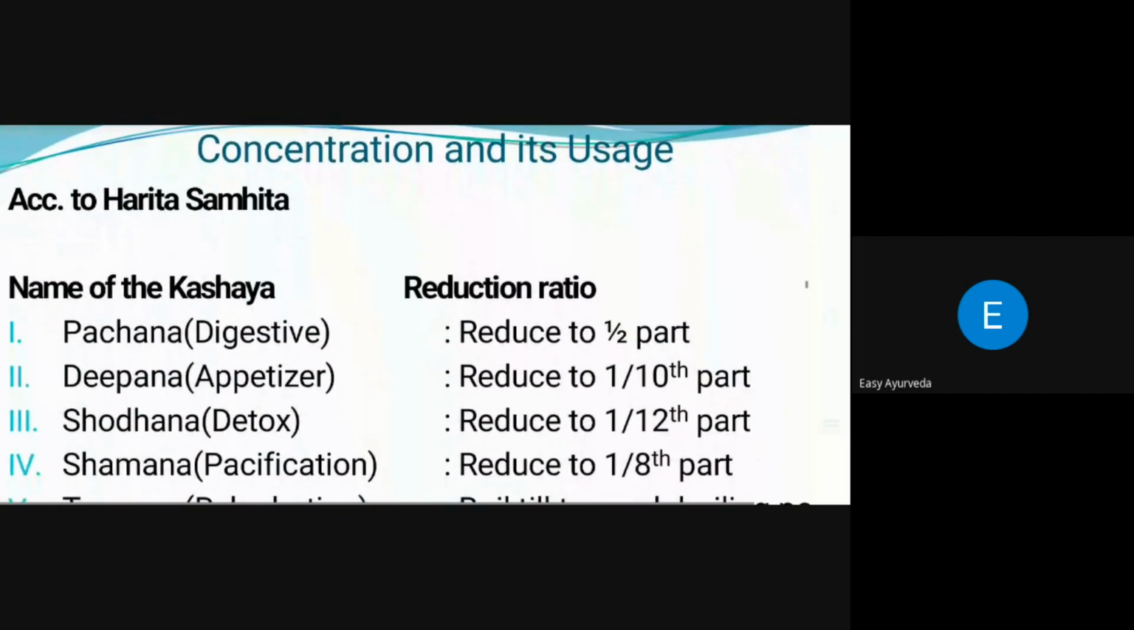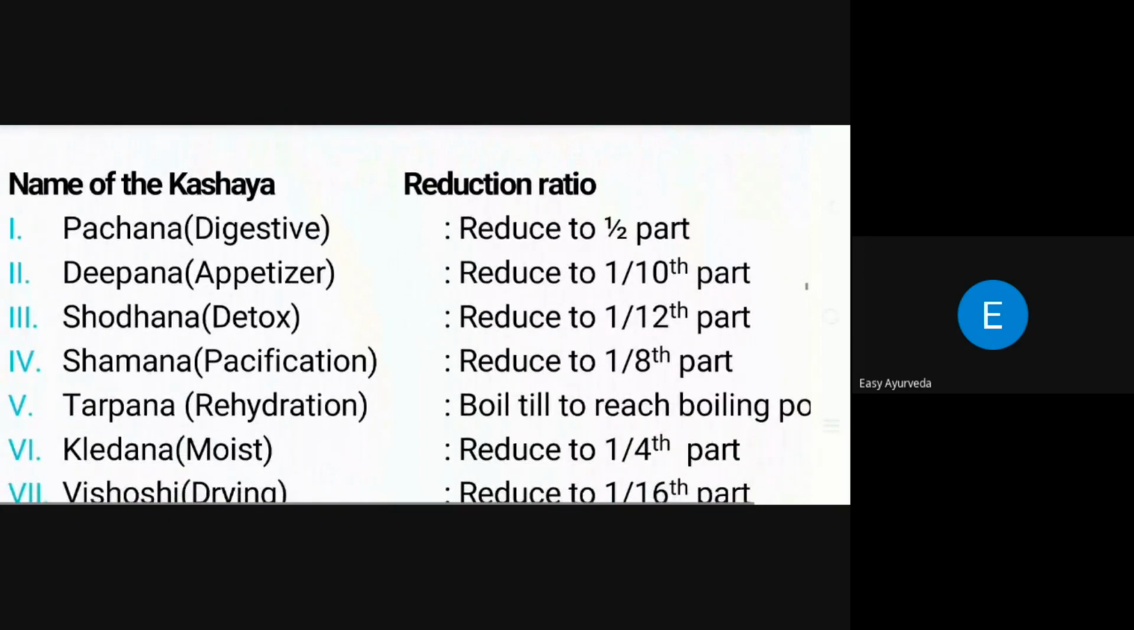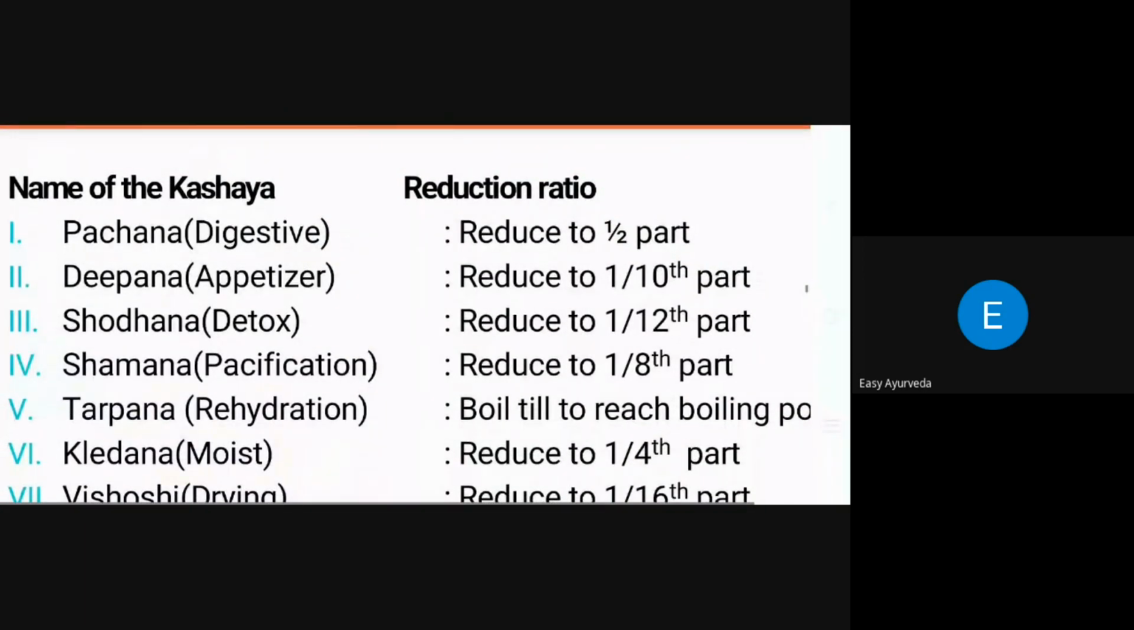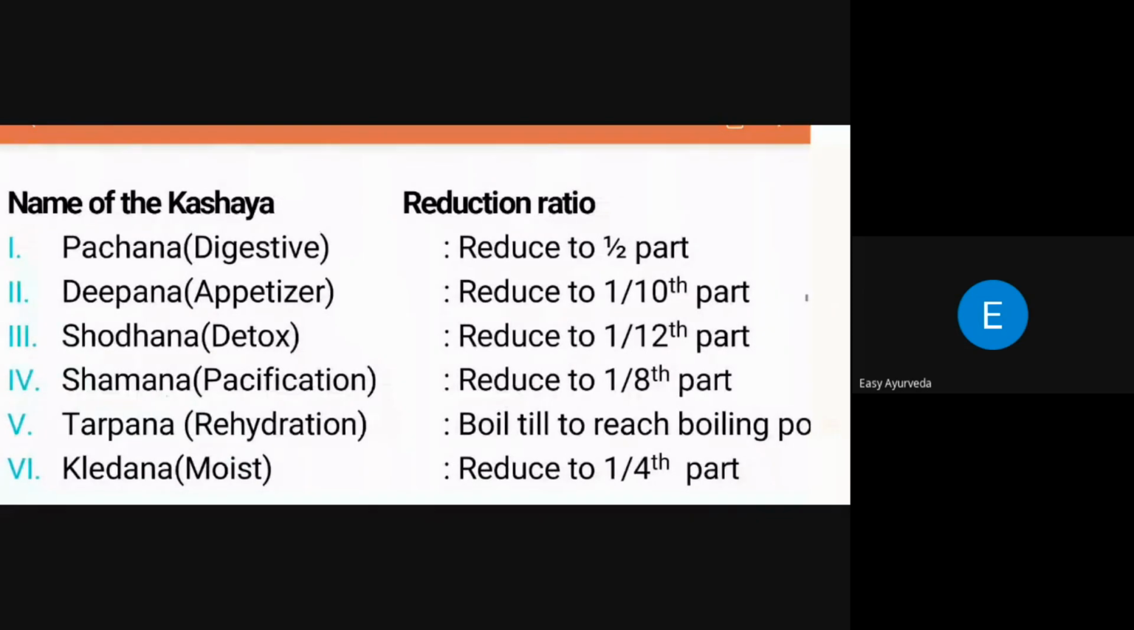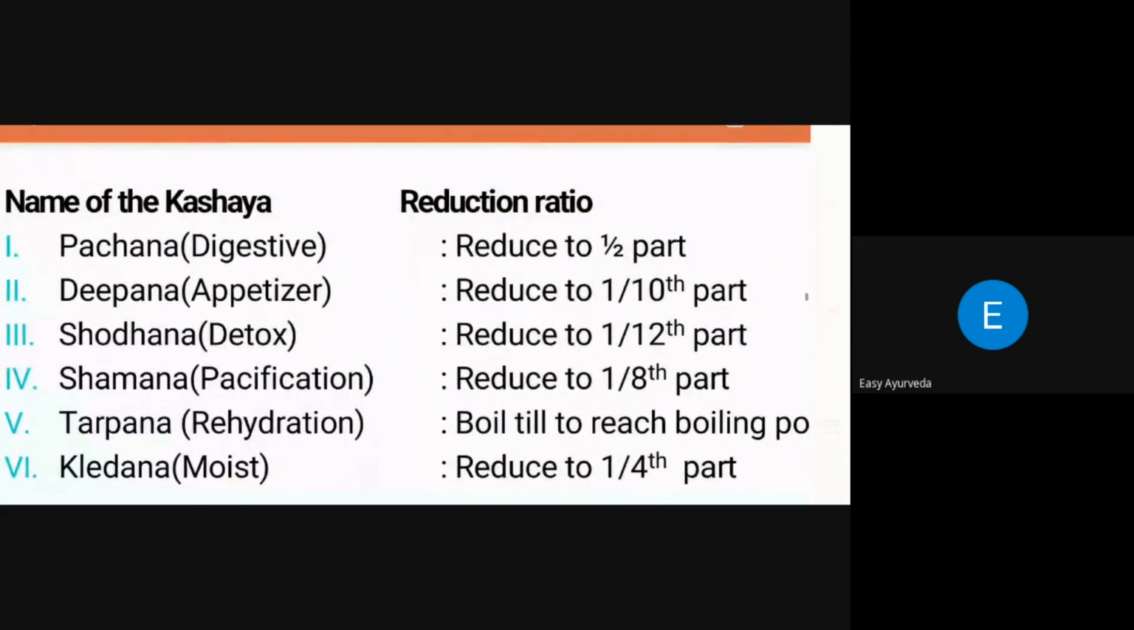Those 7 types are explained by Acharya Harita in Harita Samhita, and their ratios and proportions are going to be mentioned here. Pachana Kashayas have to be reduced to half of the preparation. That is on the basis of reduction, right? If you take 1 part of the drug and 16 parts of water for Pachana Kashaya administration, we have to reduce it to half of that preparation.